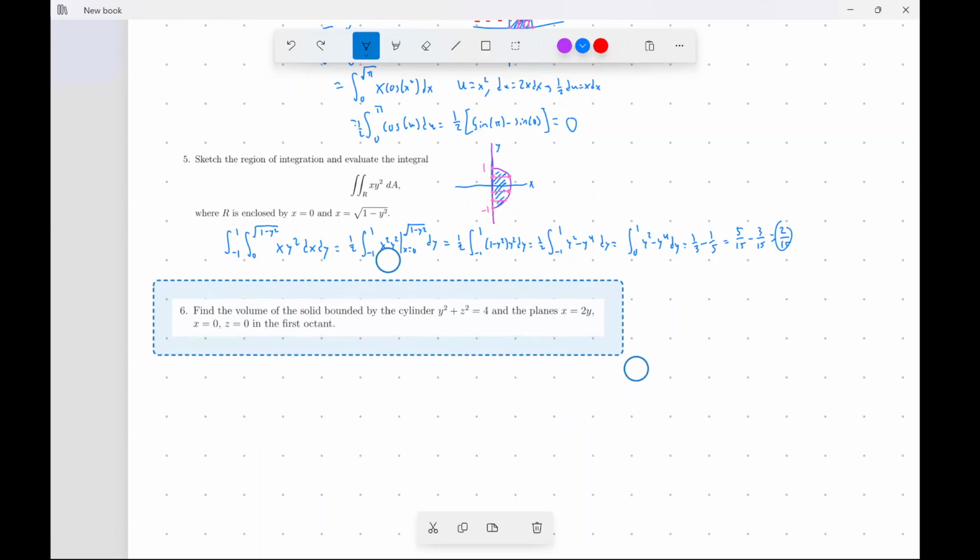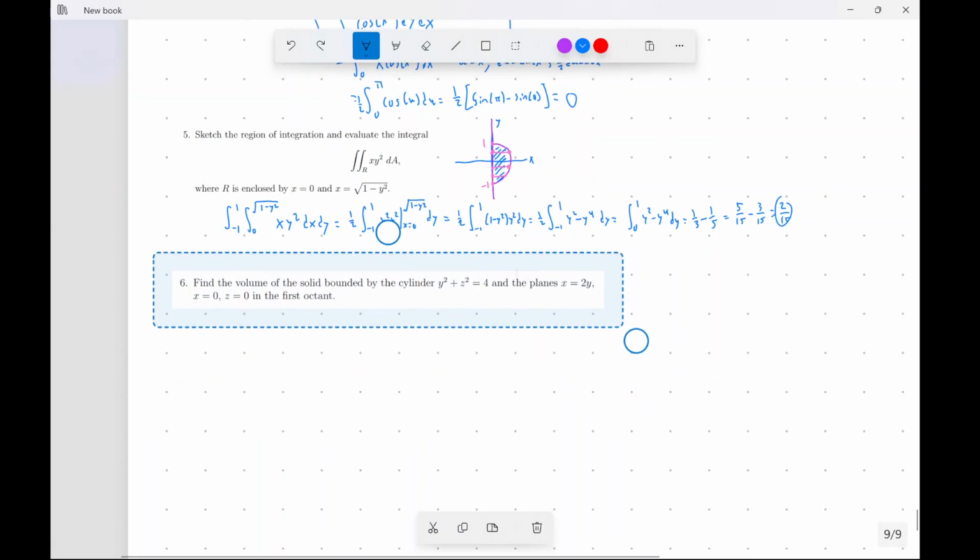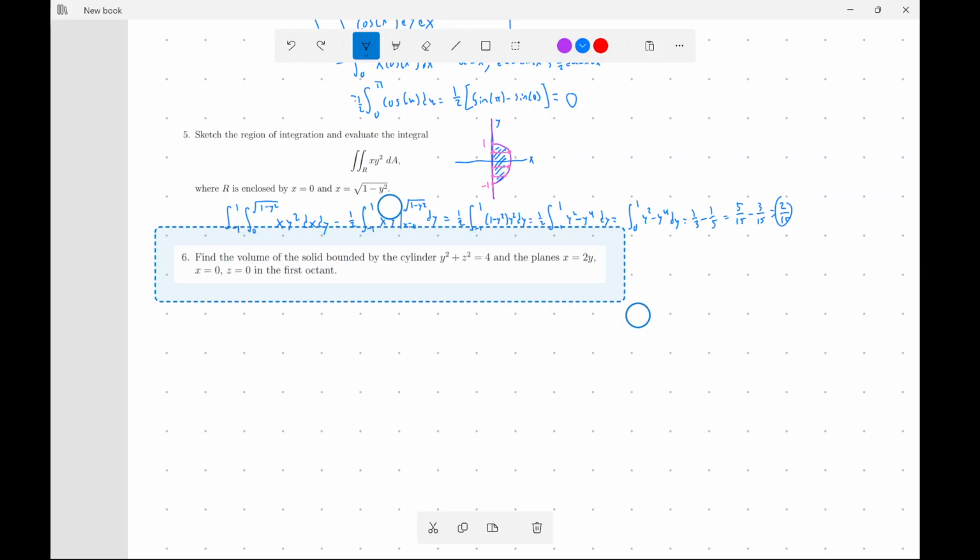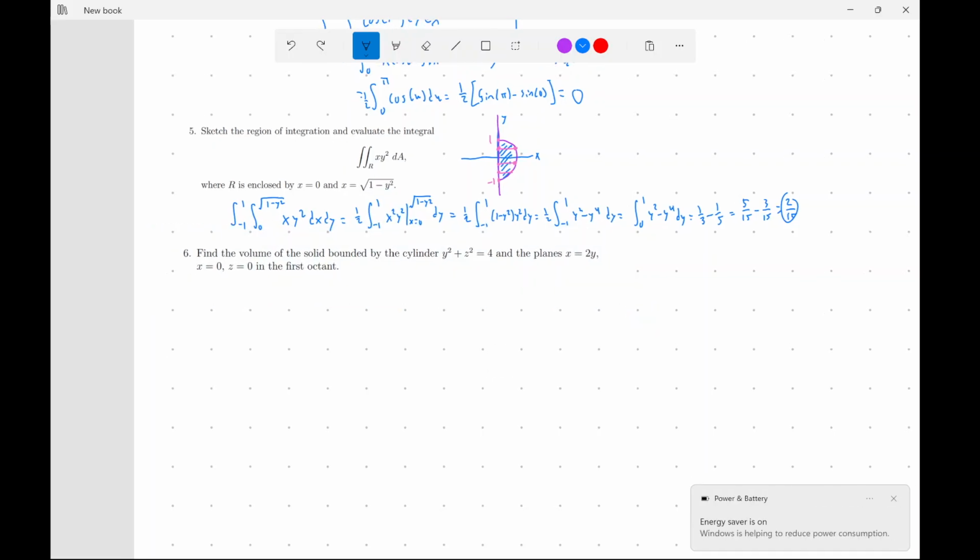All right, now we can do number 6. My computer's at low battery. Okay. I will charge it after this.